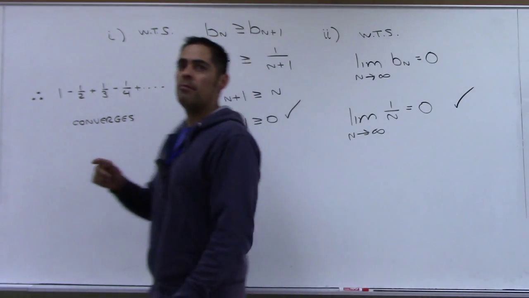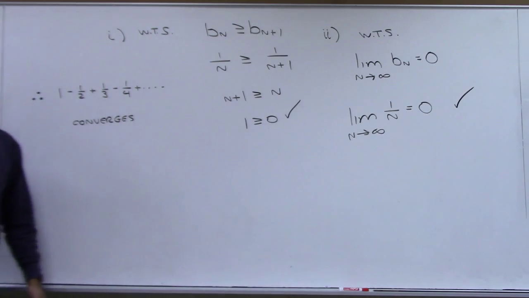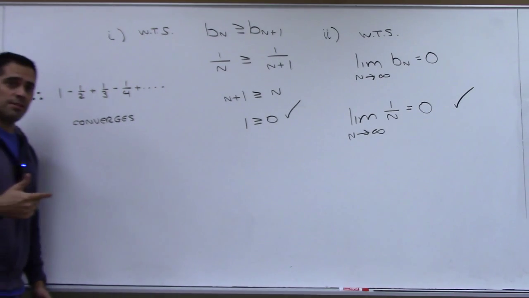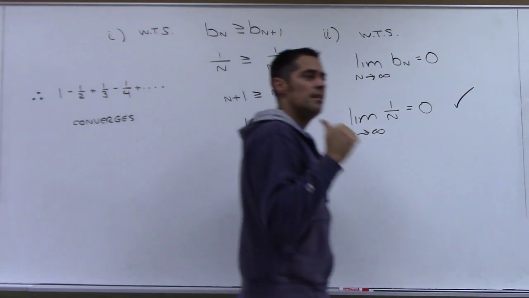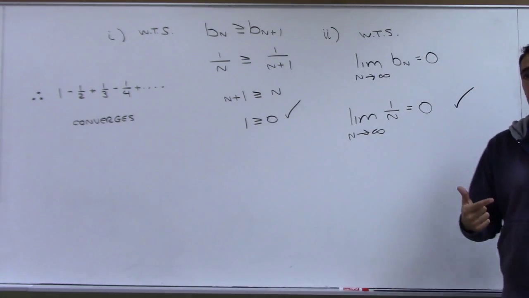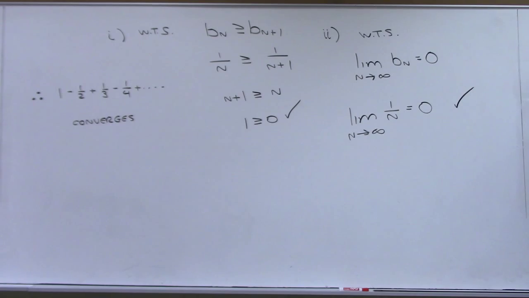So part A of this problem was a harmonic series, wasn't it? That harmonic series diverges. This is an alternating harmonic series. Alternating harmonic series converges.